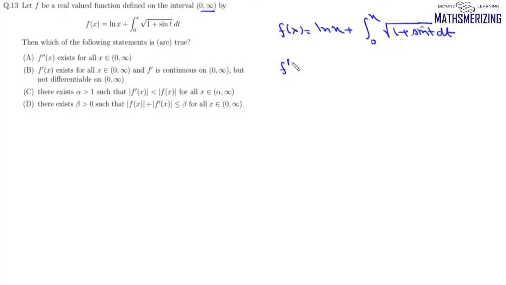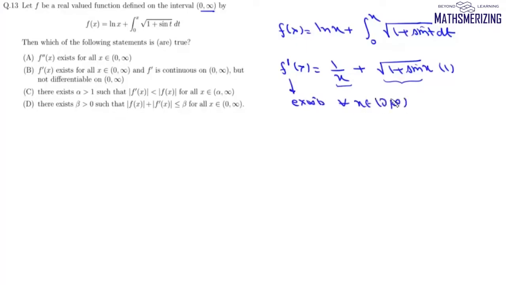Now first we will find f'(x). Now f'(x) in this case will be 1 by x plus under root of 1 plus sin x, and then the derivative of x is 1. Now if we look at option B, it says f'(x) exists for all x greater than 0. So if x is greater than 0, this is continuous and differentiable, and under root of 1 plus sin x is also continuous and differentiable. That means this f'(x) exists for all x belongs to 0 to infinity.